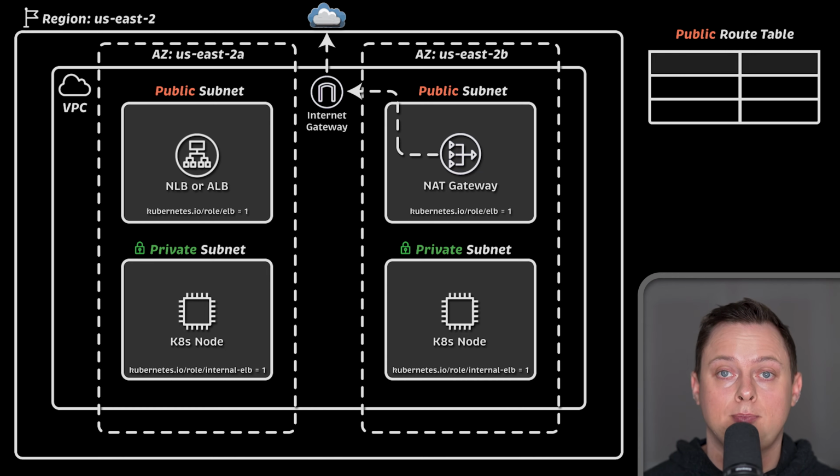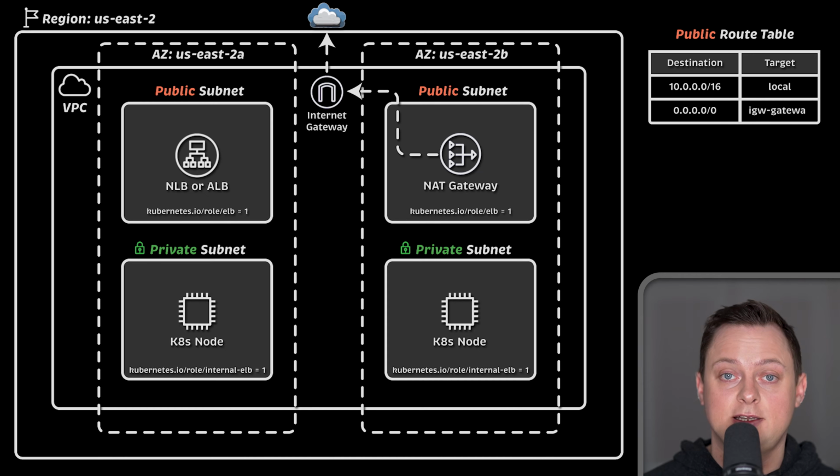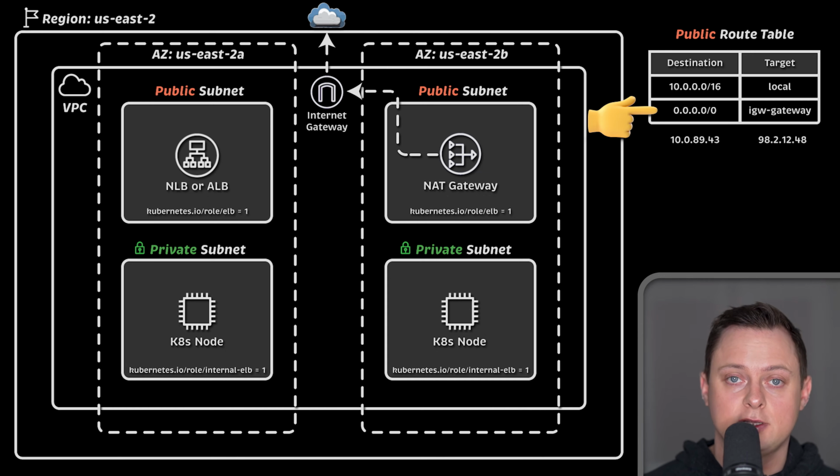Then we'll create a public route table with a default route to the internet gateway. For example, when the destination IP address of the request is located inside the VPC, the main route is used, but when the destination IP address is outside of the VPC, the request will be routed using the default route. In this case, the Internet Gateway.